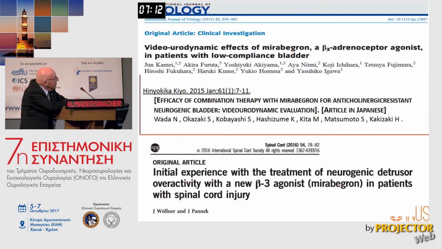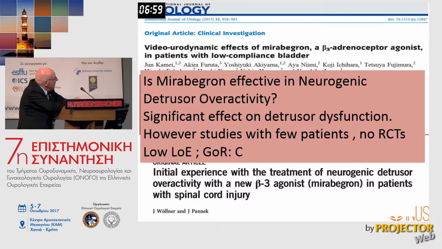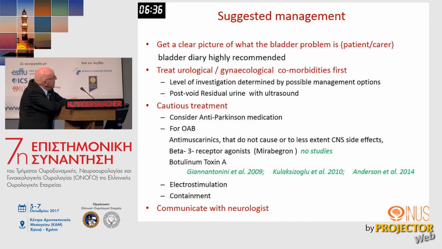Is mirabegron an alternative? Well, there are only 3 studies so far which could show that mirabegron is also effective in neurogenic detrusor overactivity. However, these are small studies with few patients, no RCTs, and therefore the level of evidence is low and the grade of recommendation is C. And even though we know that there are beta-3 receptors also in the brain, we do not know what their function is. So it is desirable to have brain studies with mirabegron.